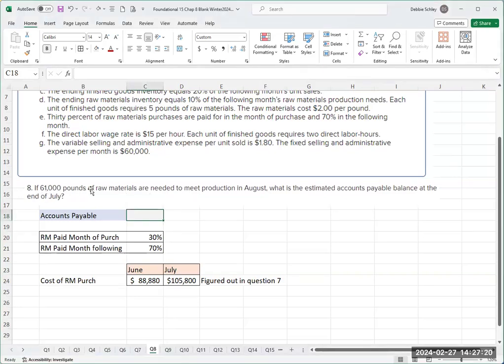Same thing, 61,000 pounds are needed in August. What is the estimated accounts payable balance at the end of July? So these are those same numbers, the cost of raw materials for June and July. And again, accounts payable is just what's left to pay of July, which would be the 70% the month following. So equals July's cost times 70%.